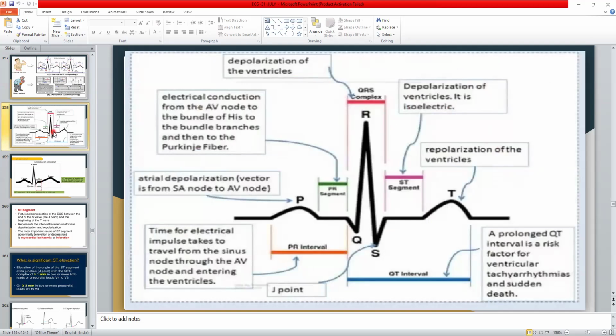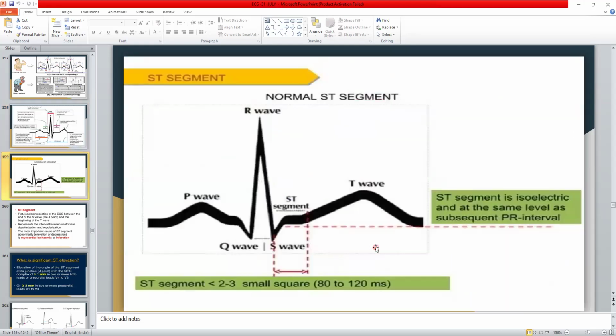As we all know, this is the normal ECG with its waves: P wave, QRS complex, T wave, PR interval, PR segment, ST segment, and the QT interval, and this is the J point. Now let us start with the ST segment.